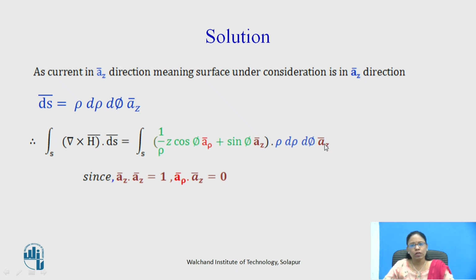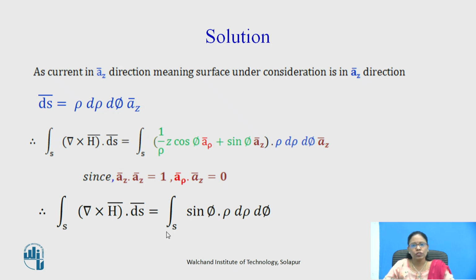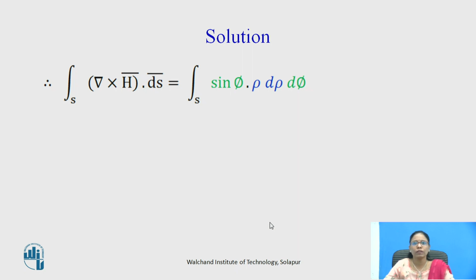Now as you can see, I have highlighted az bar, whose self dot product results in 1 because az dot az is 1. But here, if you see the vector, a rho dot az results in 0. So the first term goes to 0 and the only leftover is the second term, the integration over the surface of sine phi rho d phi. There is an integration with respect to rho as well as phi, so I can separate out the terms like this.